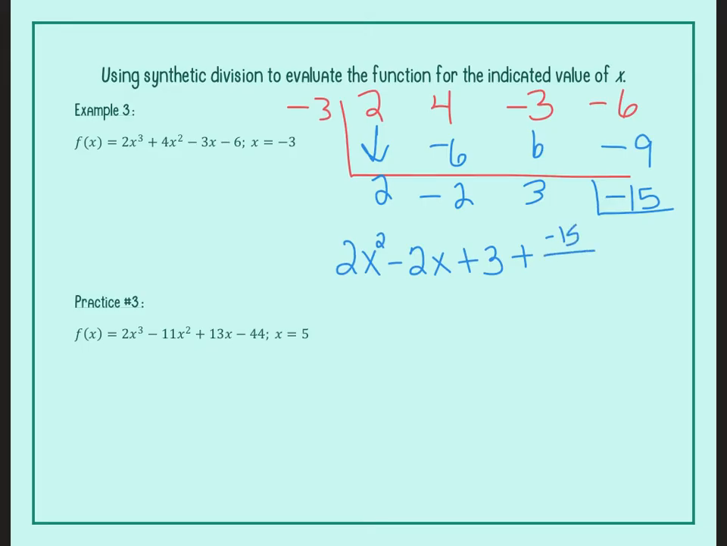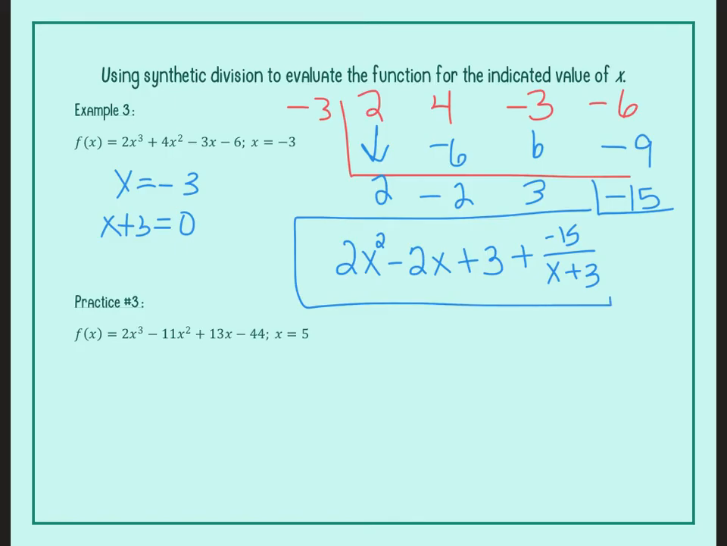Now, what goes on your denominator? So we know that x equals -3. But my denominator needs to be set equal to 0. So how do I move that 3 to the other side? I add 3 to both sides to get it equal to 0. So my denominator is really x plus 3. So this would not be a linear factor.